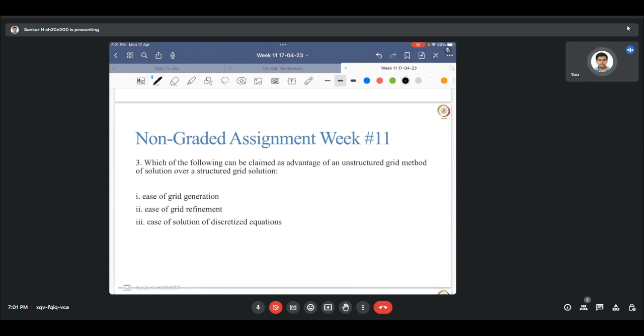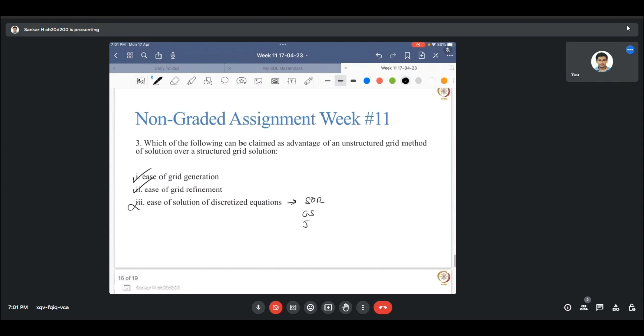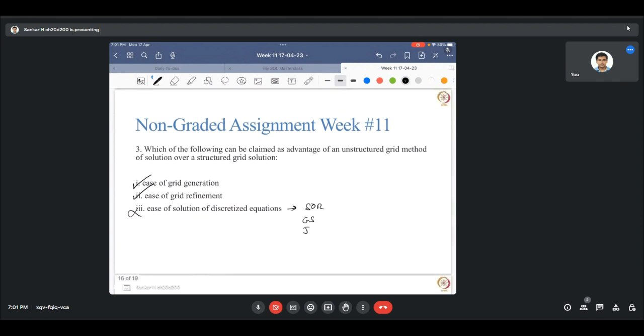Okay, the correct answer here would be again very similar to what we have discussed before: the ease of grid generation and ease of grid refinement. But the solution of discretized equations depends on the method of how you are solving, such as successive over-relaxation, or Gauss-Seidel, or the Jacobi iteration method. Whereas the grid generation is easier for an unstructured grid, and it's easier to refine an unstructured grid over a structured grid solution. So therefore 1 and 2 would be the correct answer, and 3 would be wrong here.